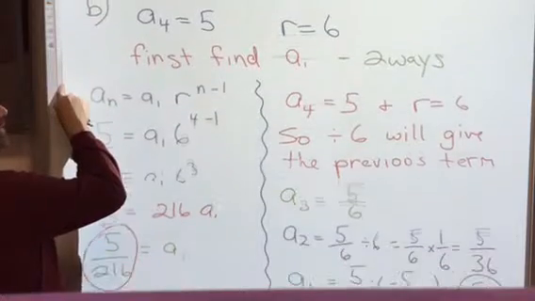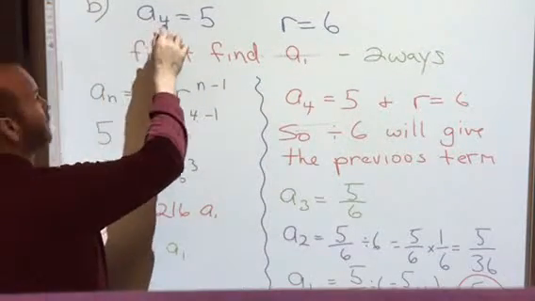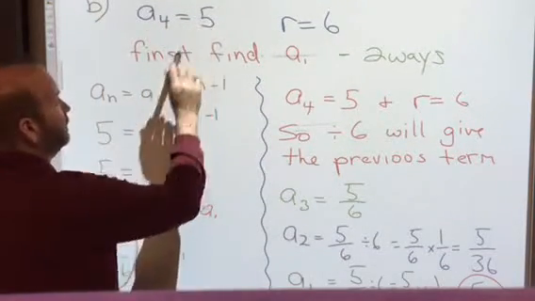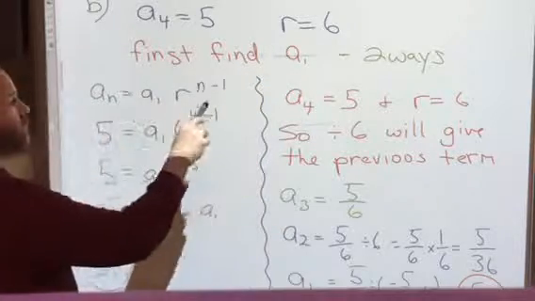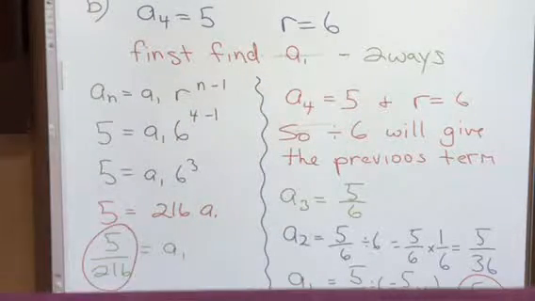And B, given different information, if you're given a sub 4, the 4th term, is 5 and r is 6. First find a sub 1. There are two ways to go about this.